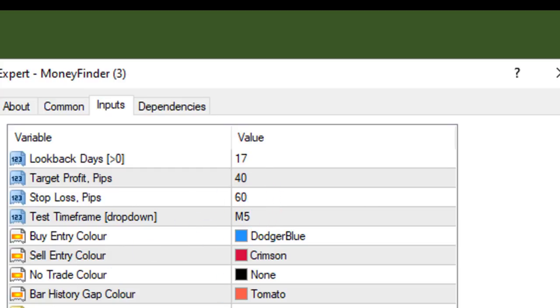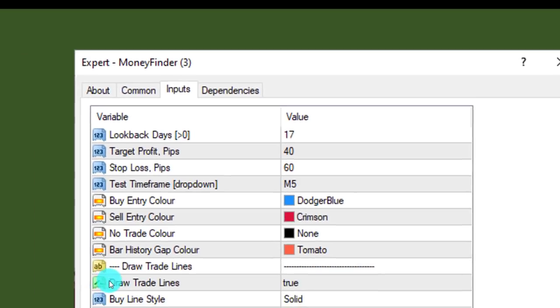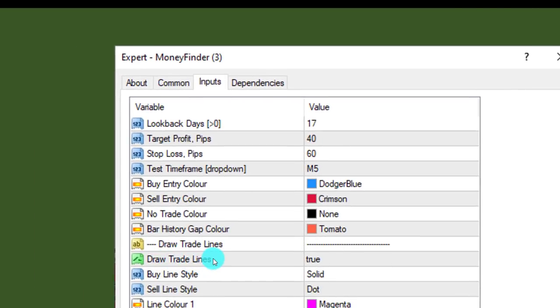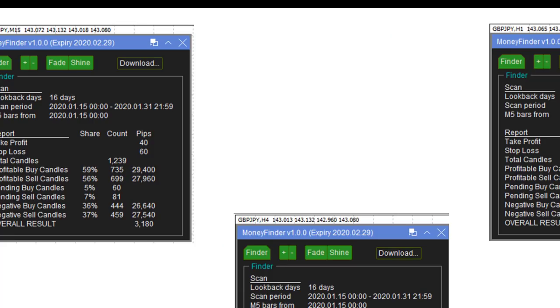And then the next setting, and the colors I'm not going to worry about, is draw the trade trend lines. As you've seen previously, if you say true, it will actually draw the trading trend lines. If not, which is the preferred one, it will stop cluttering the charts, and you could just put in false and it won't do that. So those are the main inputs for the EA.